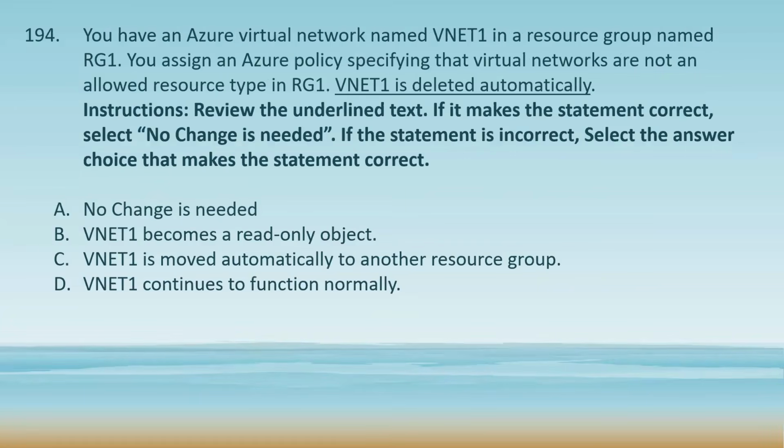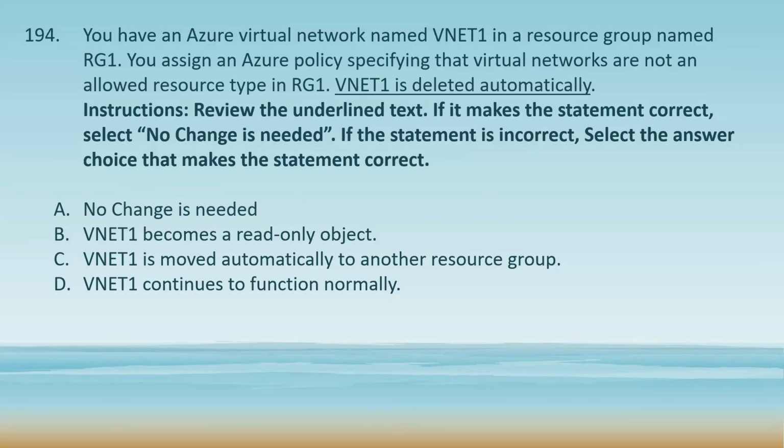Next question. You have an Azure virtual network named VNet1 in a resource group named RG1. You assign an Azure policy specifying that virtual networks are not an allowed resource type in RG1. VNet1 is deleted automatically. Now the instructions are that you need to select no change is needed if the statement is correct. If the statement is incorrect, select the answer choice that makes the statement correct. The underlined text here is: VNet1 is deleted automatically.